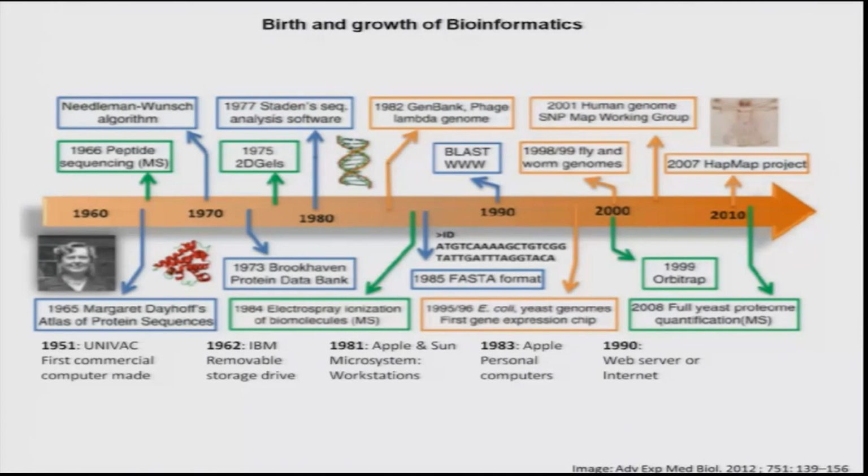IBM came up with a storage device, which is important, because you need to store data as the data size increases. The removable storage drive really helped, because you can fill it and take another, put one in, and that really helped us to store the data for later analysis. In 1962 and 81 came the workstations, the workhorse behind most of the data analysis applications, Apple and Sun Microsystems. In 1983 the Apple personal computers came, and 1990 is when the internet and web servers came and changed the way the data is analyzed.